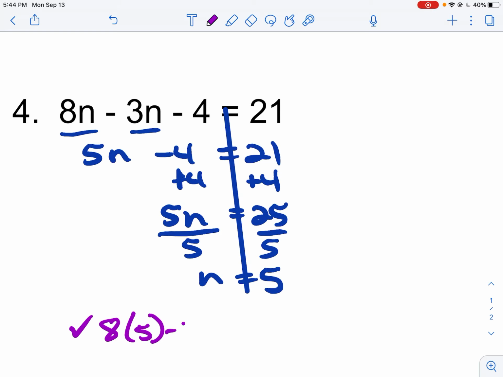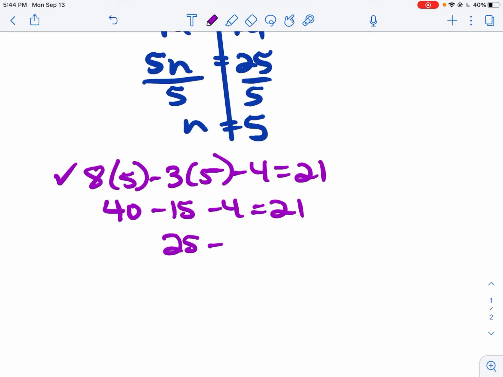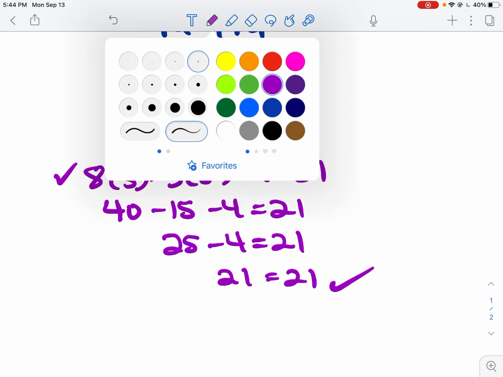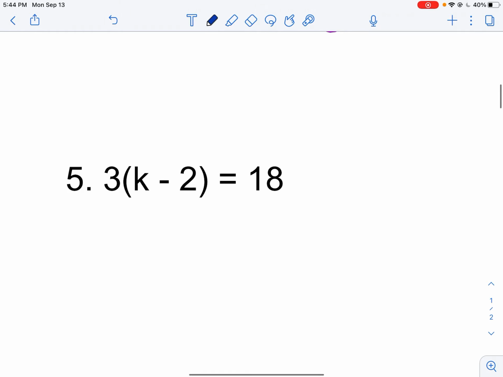I check my work by plugging it back into the original equation. 8 times 5 minus 3 times 5 minus 4 equals 21. And I check my answer. 40 minus 15 minus 4, does that equal 21? 40 minus 15 is 25 minus 4. Look at that, 21 equals 21. It does work, so that means n does equal 5.